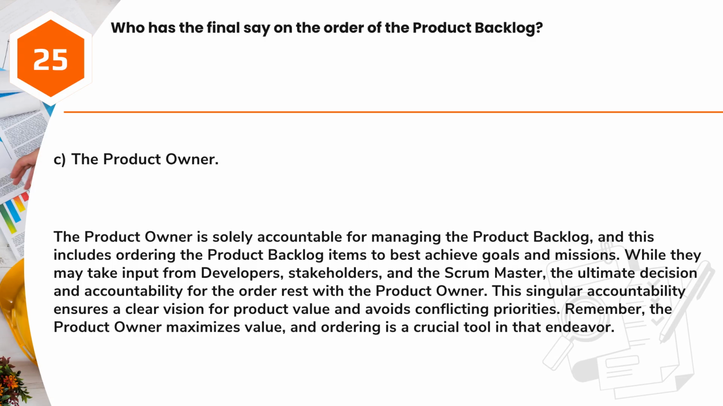Answer: C. The product owner. The product owner is solely accountable for managing the product backlog, and this includes ordering the product backlog items to best achieve goals and missions. While they may take input from developers, stakeholders, and the Scrum Master, the ultimate decision and accountability for the order rest with the product owner. This singular accountability ensures a clear vision for product value and avoids conflicting priorities. Remember, the product owner maximizes value, and ordering is a crucial tool in that endeavor.